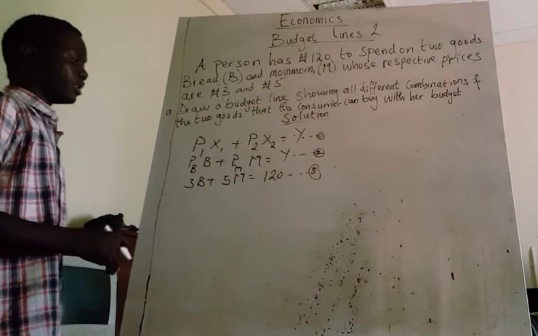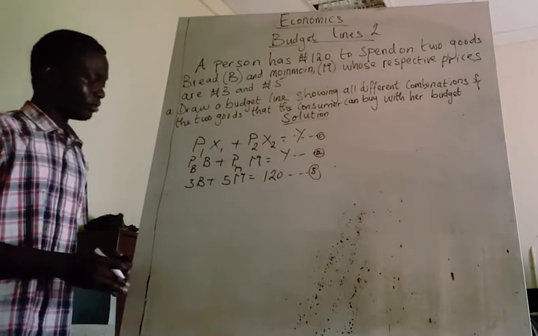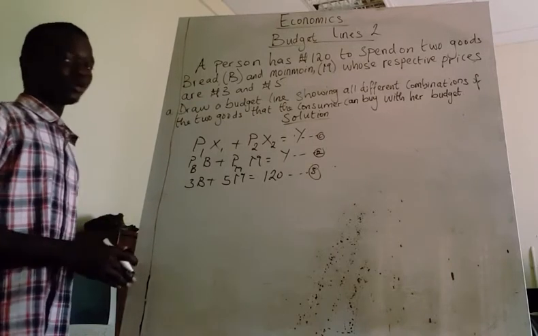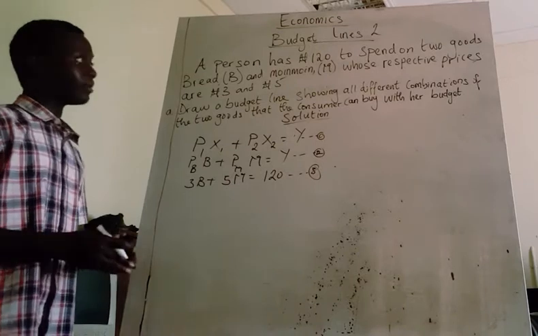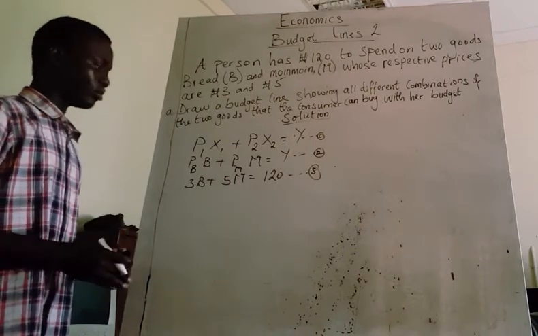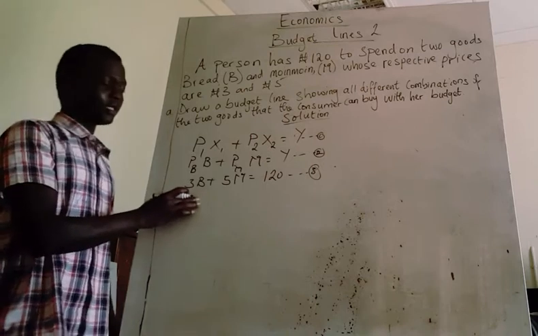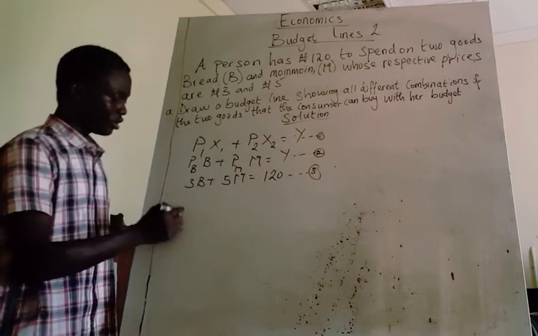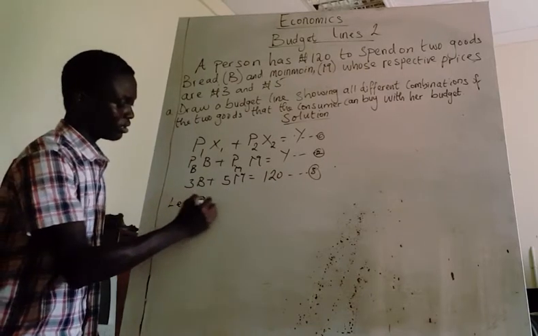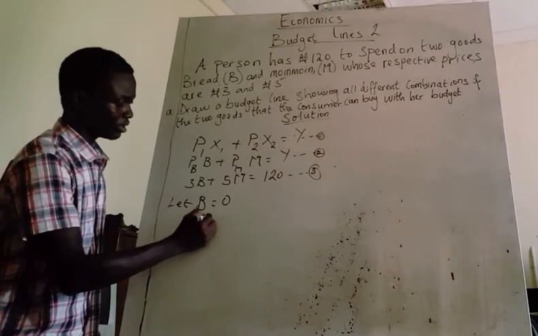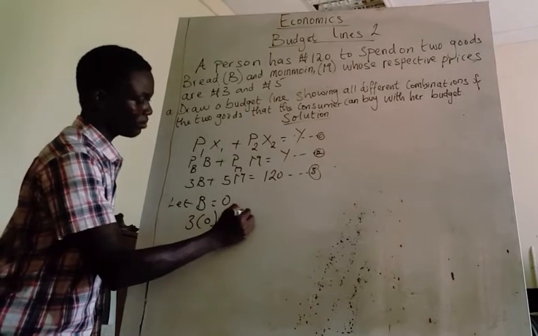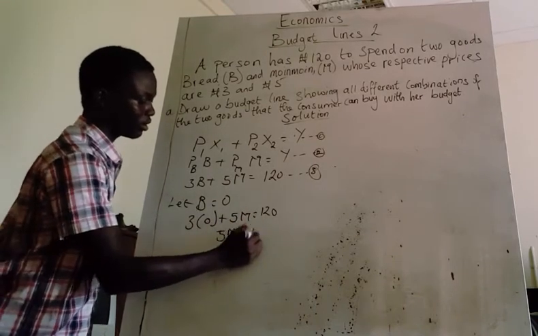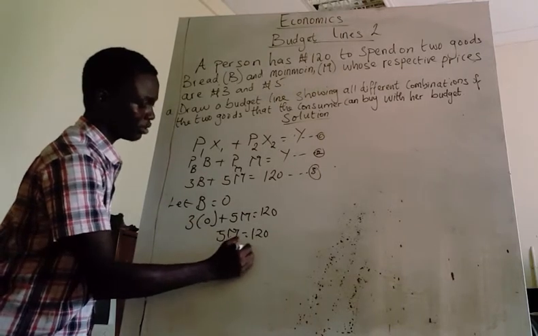So now to draw a budget line, what we just have to do is find the amount of each good that the consumer can afford if he or she spends all of his income on it. So here we assume that the consumer is not buying any bread, so we want to know the maximum amount of moi moi that this consumer can buy with the given income. So we just say let B equals 0. So 3 into bracket 0 plus 5M equals 120. So what we just have is 5M, because this becomes 0, equals 120, and then M equals 24.